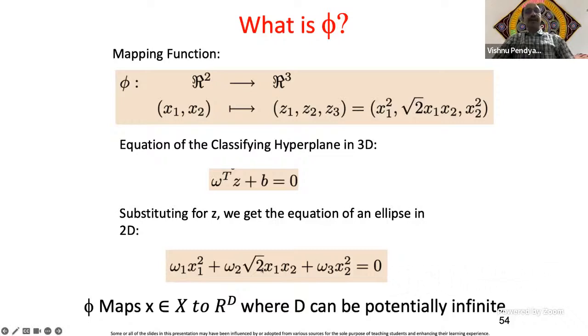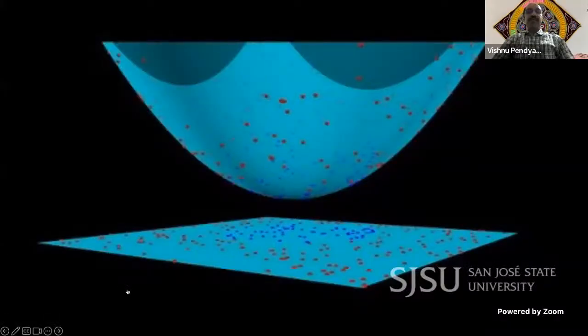But the question is, how do you find the phi mapping? That's the problem. We'll come to that later. But let us look at a small visualization.